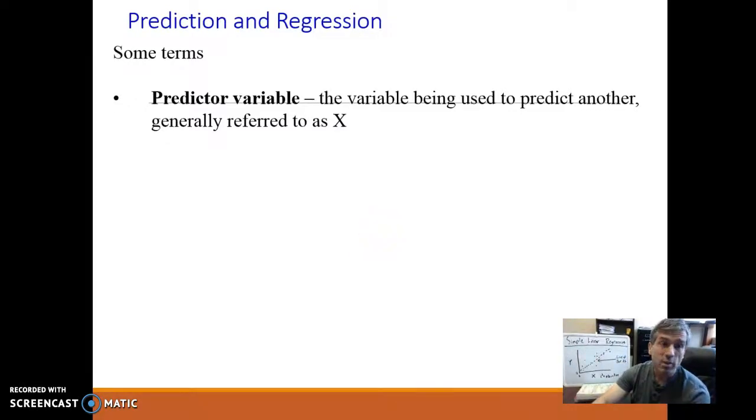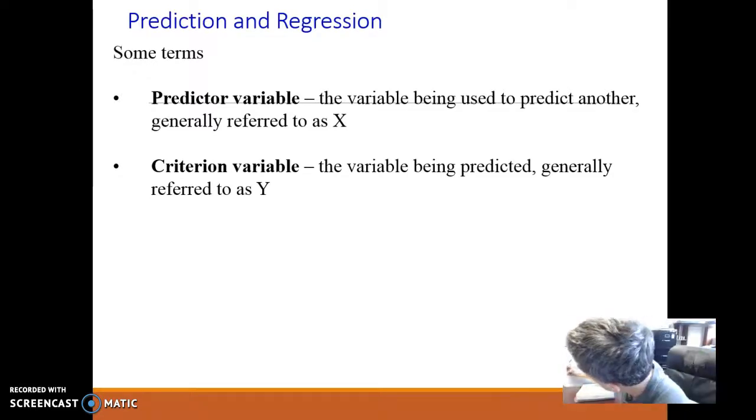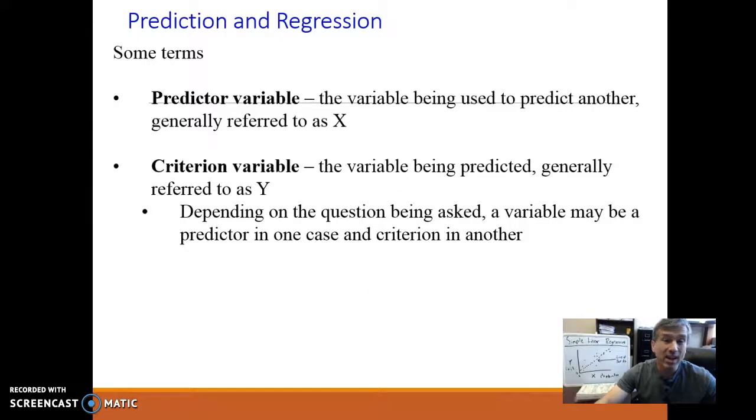So generally, x is the predictor variable. We expect to know scores on x, and we expect to use it to predict scores on y, which is called the criterion variable. Now, some people will call that the predicted variable. That's also totally valid, but criterion is just the term that we use in the book and in this class. So, depending on what data you have and what you're interested in predicting, sometimes the exact same variable can be a predictor in one situation and a criterion in another. It's not like they're locked into one category or the other. It depends what you're trying to do and what information you expect to have.